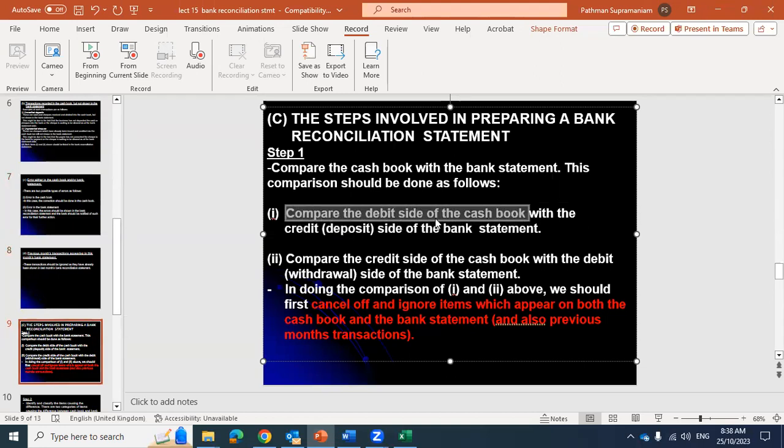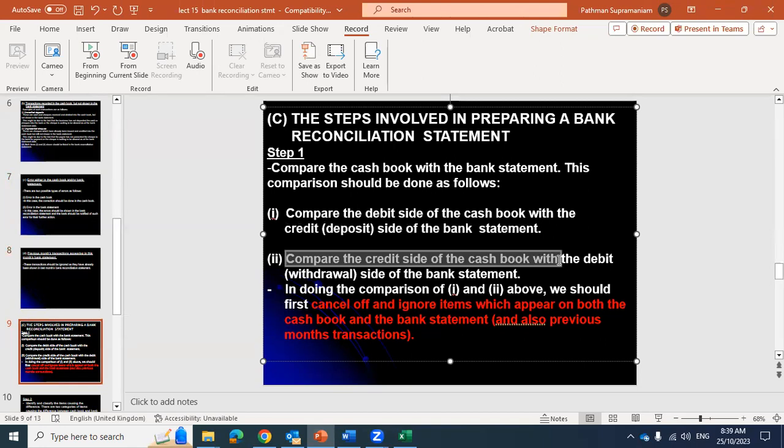So we would compare all the items in the debit side of the cash book and see whether the same items appear in the bank statement. In doing so, we would cancel off both the debit amount of the cash book and the credit amount in the bank statement. Similarly, we would do the same on the payment side. For the payment side of the cash book, we refer to the credit side.